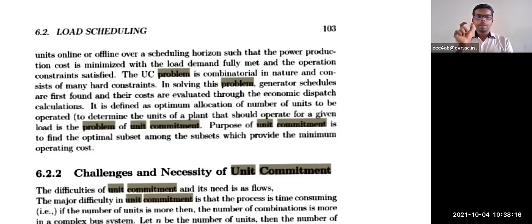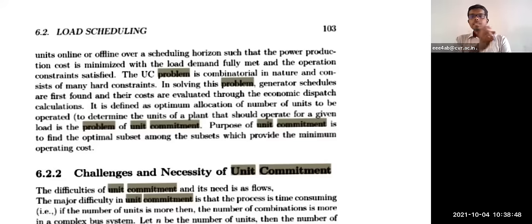So unit commitment is defined as committing the generating units online or offline over a scheduling horizon or scheduling period of time such that the power production cost is minimized, with the load demand fully met and the operating conditions satisfied. This is the definition of the unit commitment problem. This is a computational optimization problem, and it has many hard constraints.